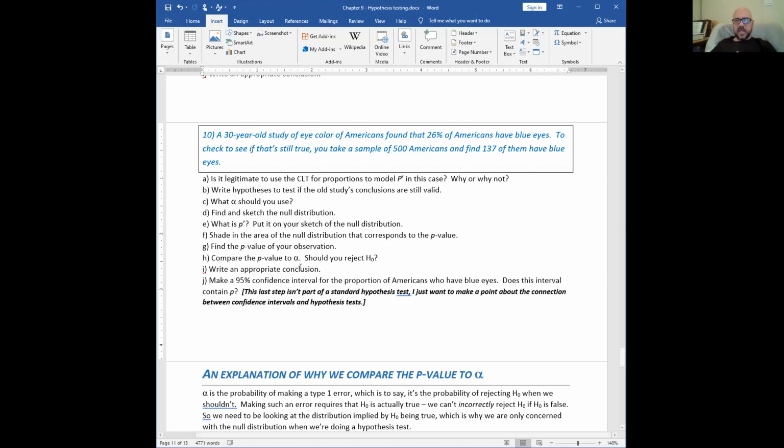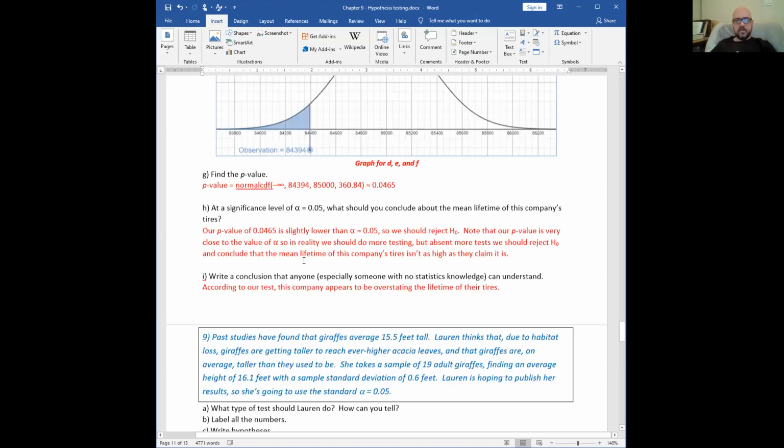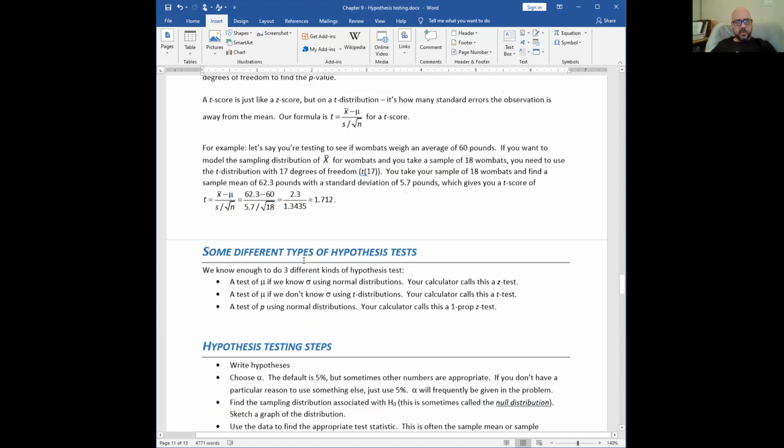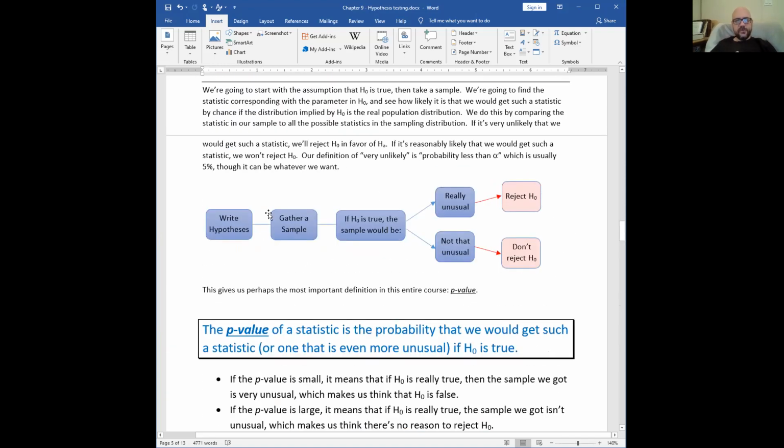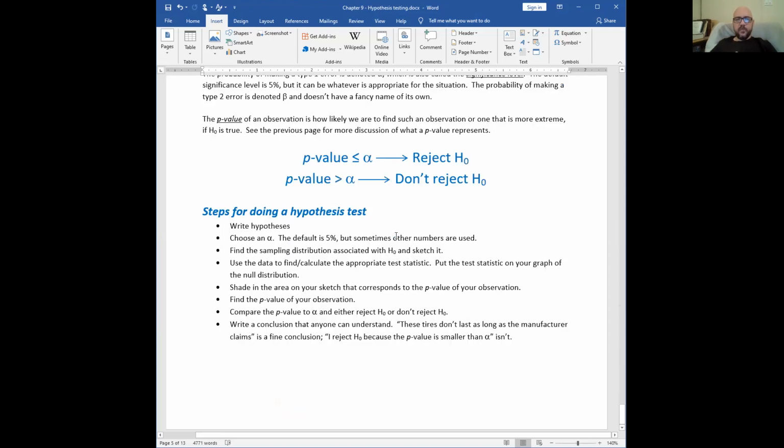But the same basic idea applies. Where'd my logic go? This, right? Write your hypotheses, gather your sample. Find your p-value and compare it to alpha. If your p-value is small, you reject the null hypothesis. If it's not that small, then you don't reject the null hypothesis. That's it. That's how they all go.